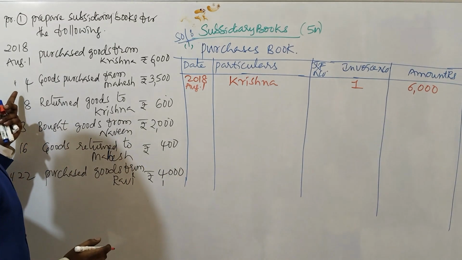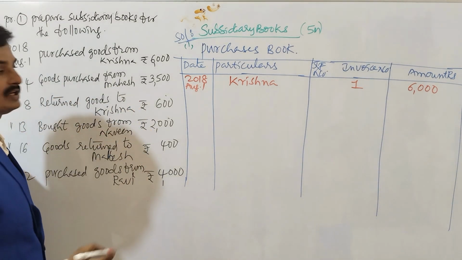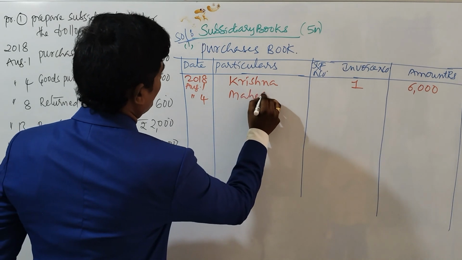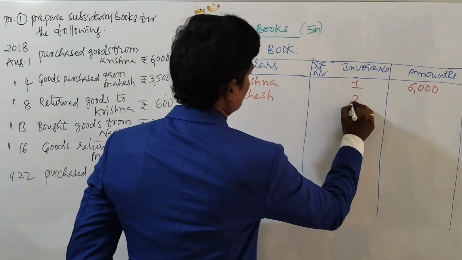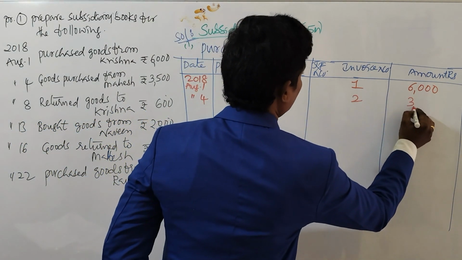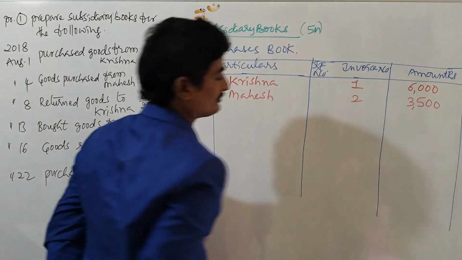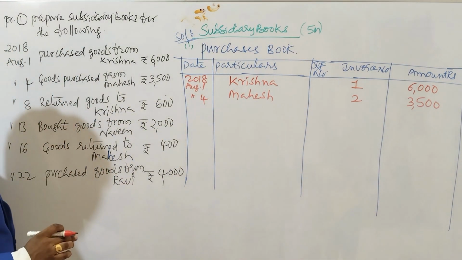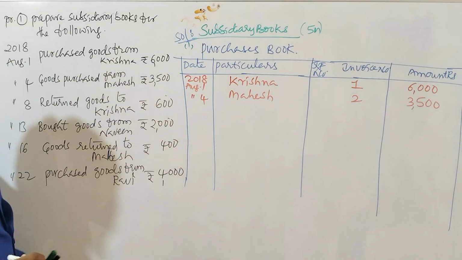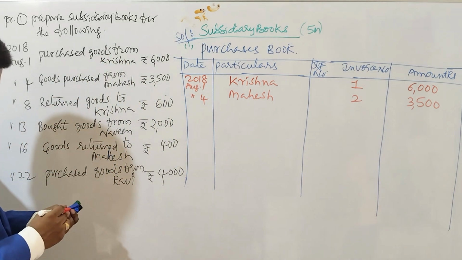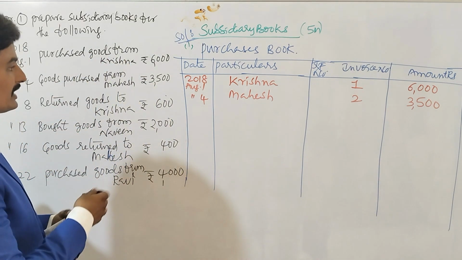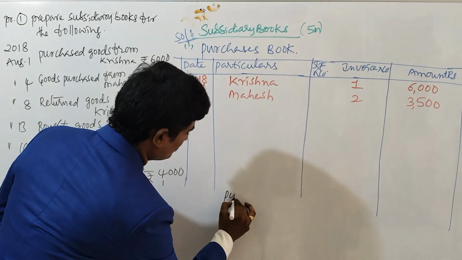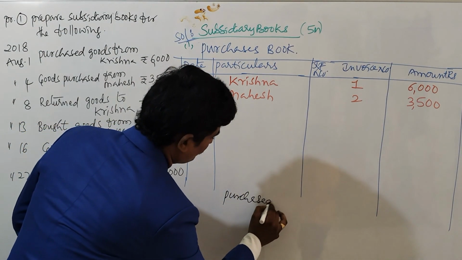Second one, on 4th, goods purchased from Mahesh. August 4th, and the second name Mahesh, invoice number 2, and the amount is 3,500. On 8th, returned goods to Krishna. We have purchased from him and now we are returning goods. So that's why I am preparing the second book, the purchase returns book, here.